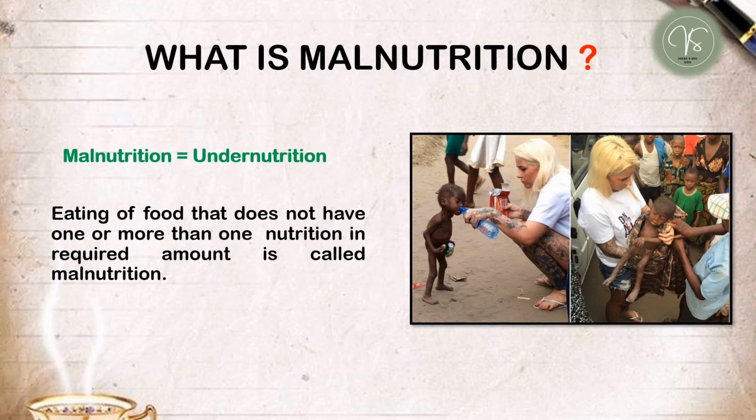Now let us learn about the various food deficiency diseases. What is malnutrition? As you can see here in the picture, a malnourished child is being fed and helped by people. Malnutrition is a condition where one eats food that does not have one or more nutrients in the required amount. That means the food may not contain enough proteins, fats, or carbohydrates.